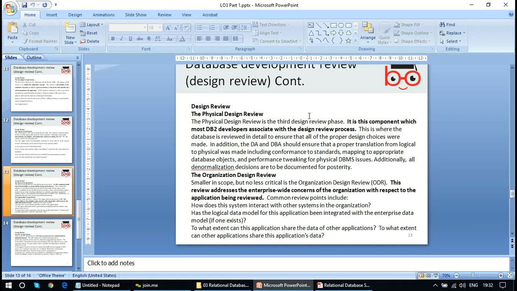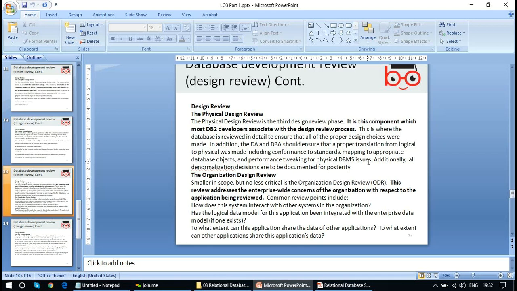Okay, so the third review is the physical design review. This is where the database is reviewed in detail to ensure that all of the proper design choices were made. In addition, the data administrator and database administrator should ensure that a proper translation from the logical to physical was made, including conformance to standards, mapping to appropriate database objects, and performance tweaking for physical database management system issues.